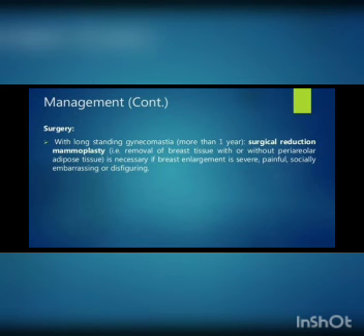Surgical management. With long-standing gynecomastia of more than 1 year, that is a chronic condition where medical management is not effective, then we are going to do surgical management. So if gynecomastia is more than 1 year, surgical reduction mammoplasty, that is removal of breast tissue with or without periareolar adipose tissue, is necessary if breast enlargement is severe, painful, socially embarrassing or disfiguring. Surgery will be done only if breast size is increased so much that it is visible. So we can go for surgery.